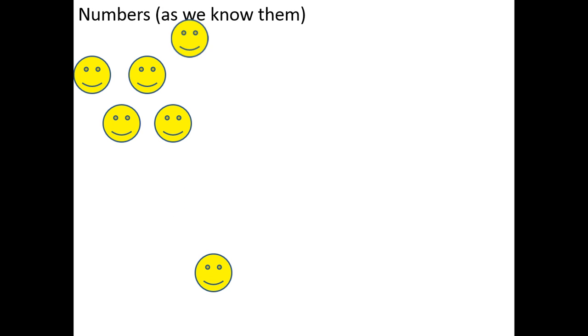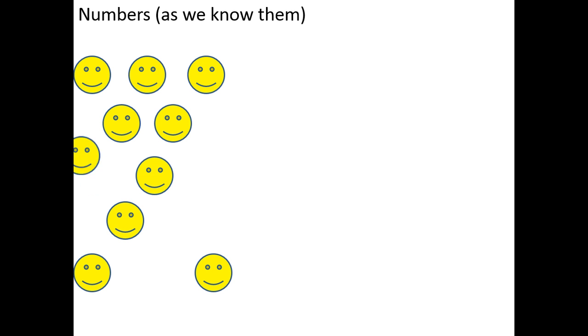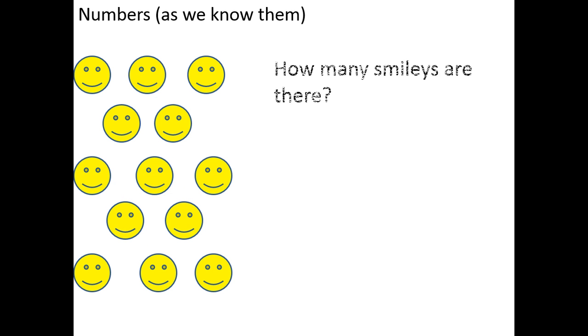So let's start with the numbers that we use. This is what we're the most comfortable with. If I give you a bunch of smiley faces and I ask you to count how many there are, you would have no trouble telling me that there are 13 smiley faces, and you'd have no trouble writing a number that represents 13. But what's important is that inside that numeric representation, there is a place value understanding.